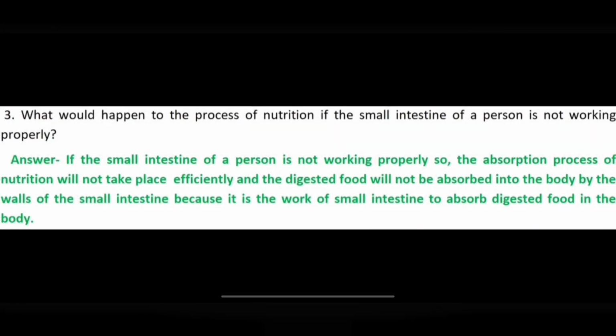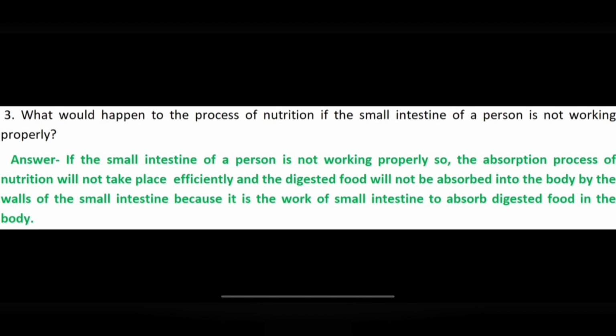Question number 3 is, what would happen to the process of nutrition if the small intestine of a person is not working properly? The answer is, if the small intestine is not working properly, the absorption process of nutrition will not take place efficiently, and the digested food will not be absorbed into the body by the walls of the small intestine, because it is the work of the small intestine to absorb digested food in the body. So that's all about lesson number 1's PQ.